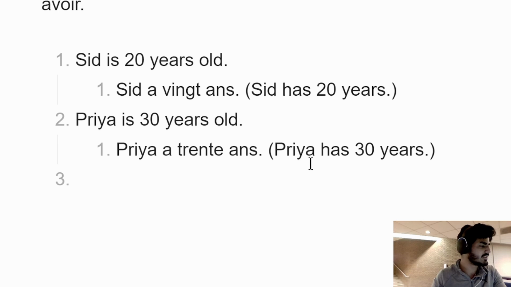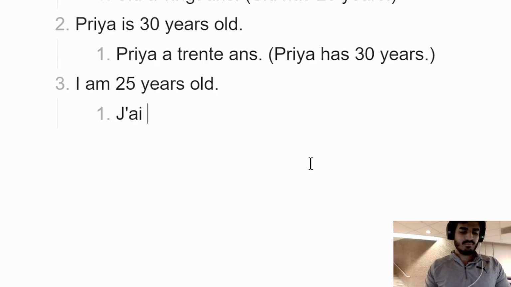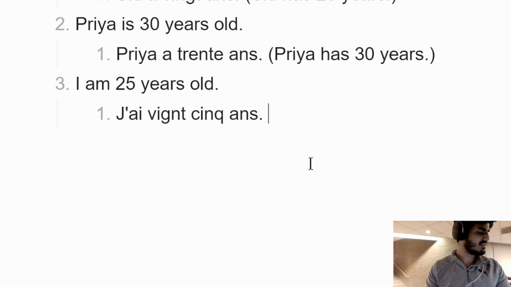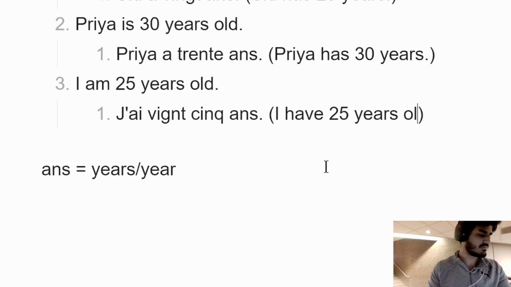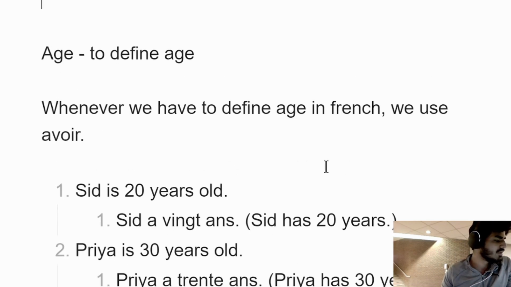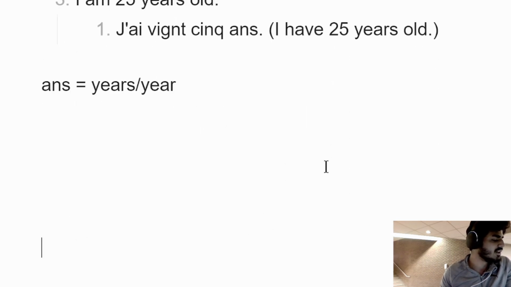So this is how we define age. Now if you have to define your age, for example, I am 25 years old. How do you say 25? Ans means years or year. Okay, just remember it for now. So age is the second use case of avoir.